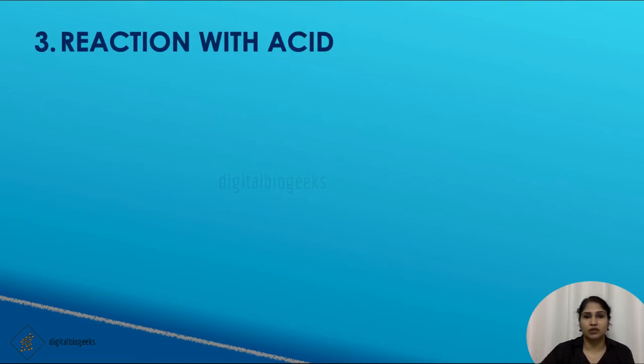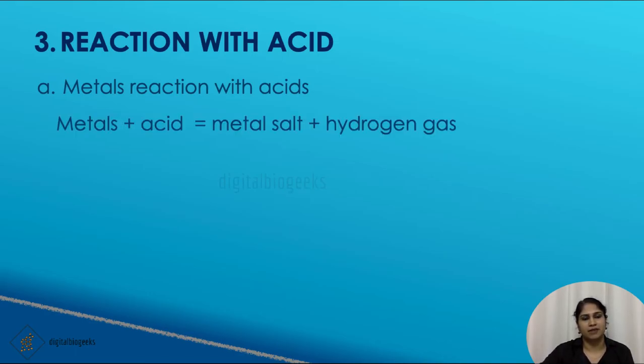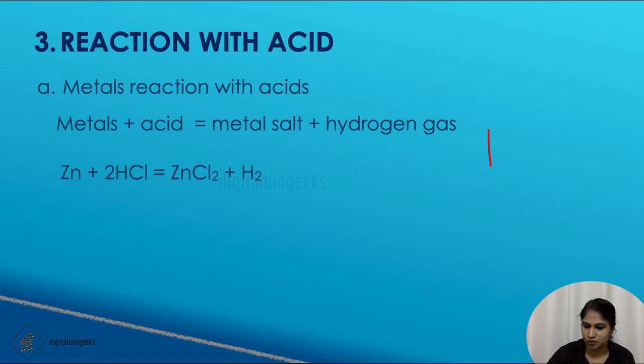Now, reaction with acid. Metals react with acid. Metals plus acid gives metal salt plus hydrogen gas. To prove this, we are keeping a test tube here and putting some zinc into it. Now add a dropper full of hydrochloric acid. Bubbles will form.